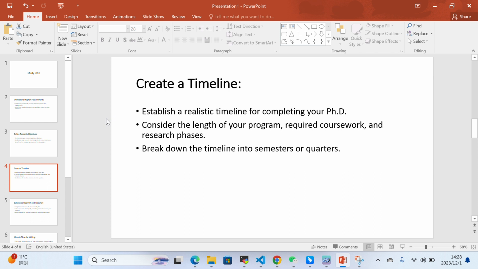Then create a timeline. Establish a realistic timeline for completing your PhD or master's degree. Consider the length of your program, required courses and research phases. Break down the timeline into semesters or quarters.